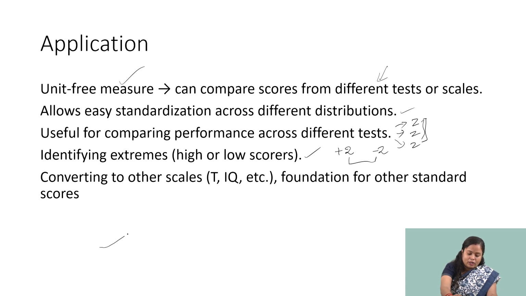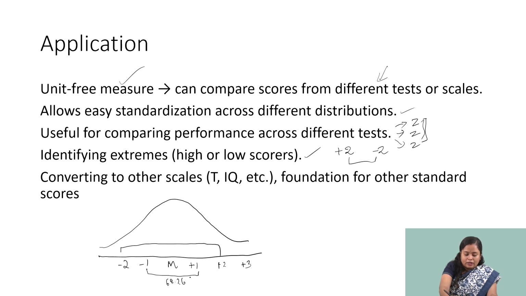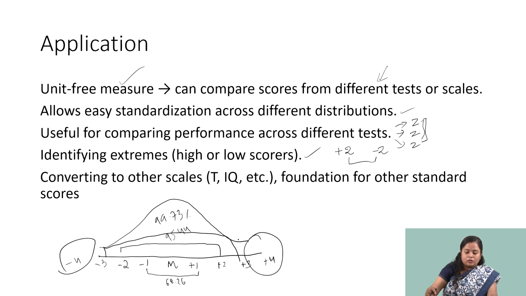Again, we are just drawing here a bell-shaped normal distribution curve. This is the mean, and from -1 to +1, the area is 68.26%. From -2 to +2, the area is 95.44%, and from -3 to +3, the area is 99.73% in a normal distribution. But any Z-scores which are more than +3 or less than -3, like -4, -3.73, -5, are cases of extreme scores. Through these Z-scores, we can identify these extreme scores.